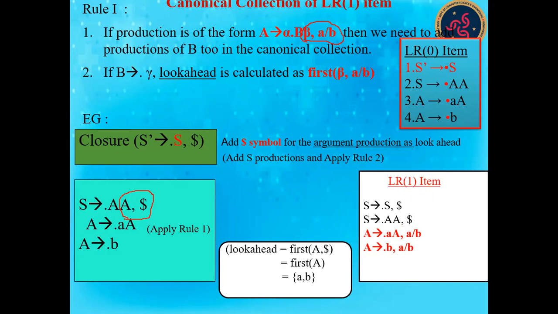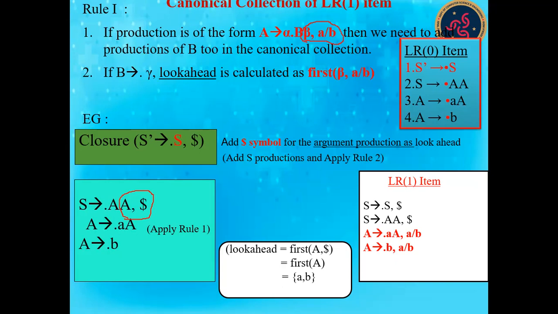Okay, and S gives dot A dollar symbol, and again dot A capital A comma A or B will be the lookup symbols for these two productions. So again, A gives dot B comma A or B, because this A or B is the first of A.